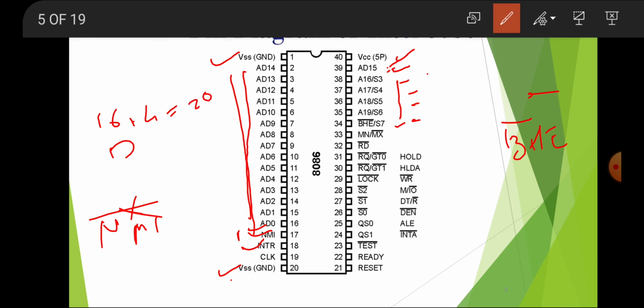Now the next one is pin number 19, that is the clock. Pin number 19 is the clock. I will tell you about it now, this clock is very important.